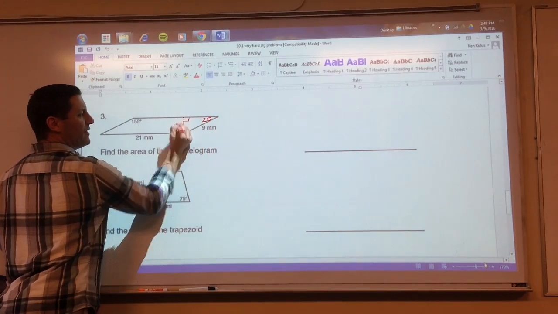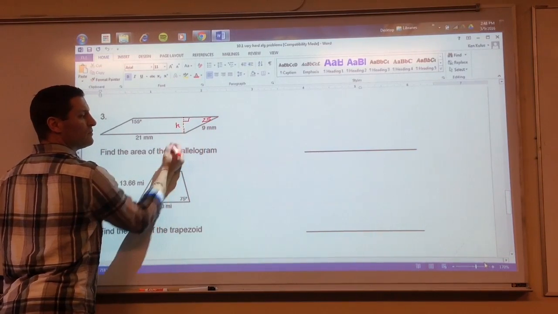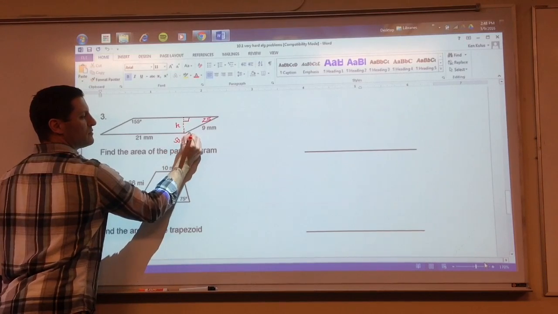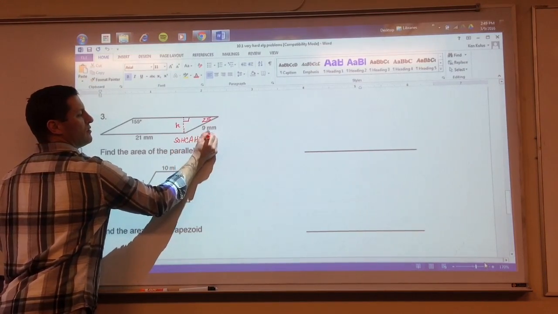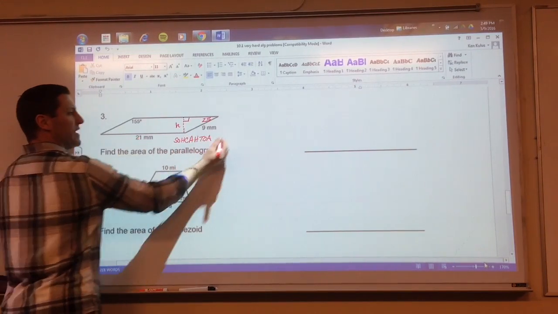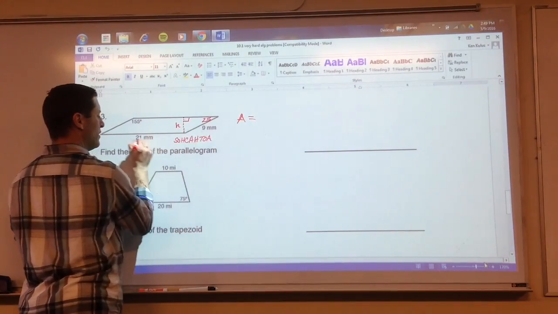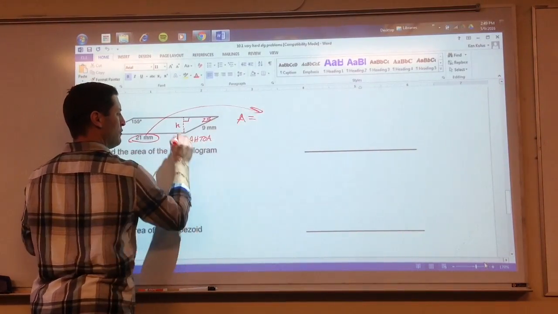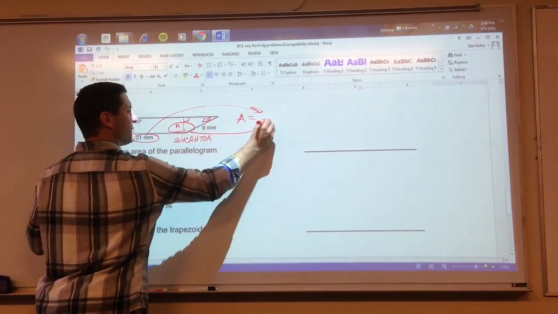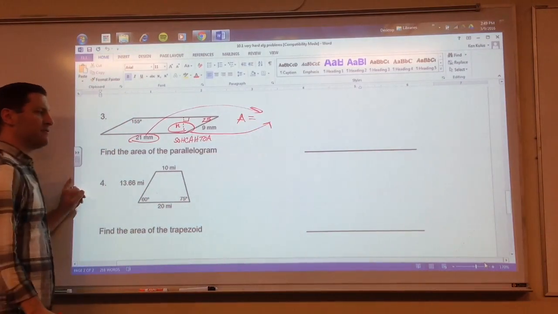I can find the height really easy by using SOHCAHTOA. After I find the height, I can use the area of a parallelogram formula. Plug this in, plug whatever I get for my height in from SOHCAHTOA, and it will be real easy for us to find the area.